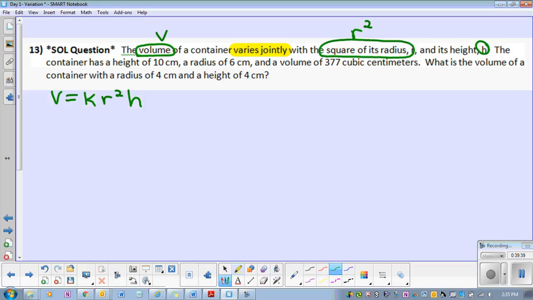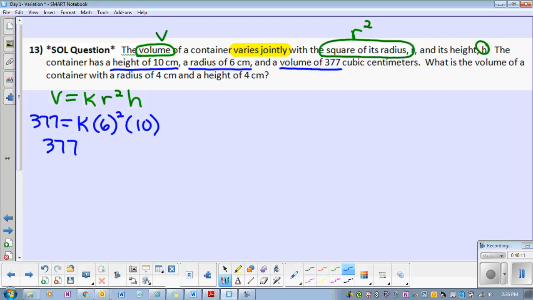The next part is telling us how to find k. So let's plug it in. The container has a height of 10, so my h is 10. A radius of 6, plug in 6. Wait a minute, what does a 6 need to have? Squared. I don't know k. And my volume is what? So 377 equals k times what? What's 6 squared times 10?